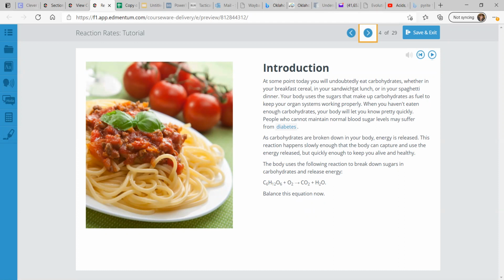People who cannot maintain normal blood sugar levels may suffer from diabetes. As carbs are broken down in your body, energy is released. This reaction happens slowly enough that the body can capture and use the energy released, but quickly enough to keep you alive and healthy. The body uses the following reaction to break down sugars in carbs and release energy.